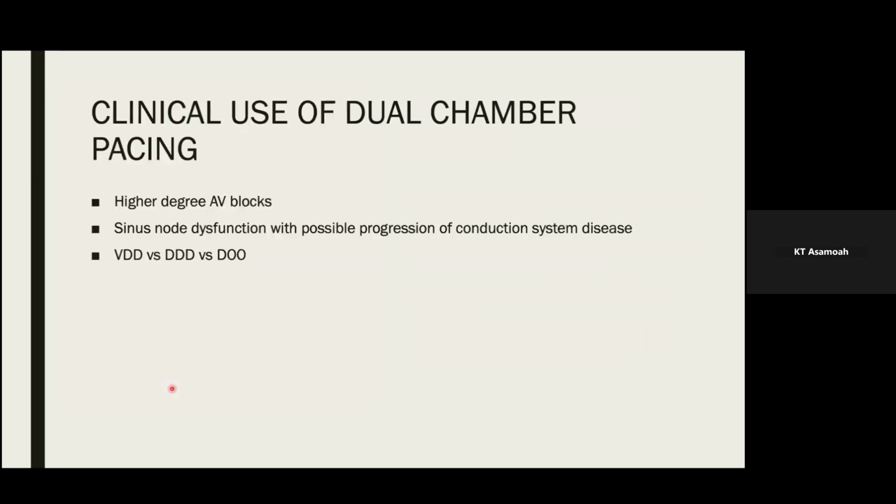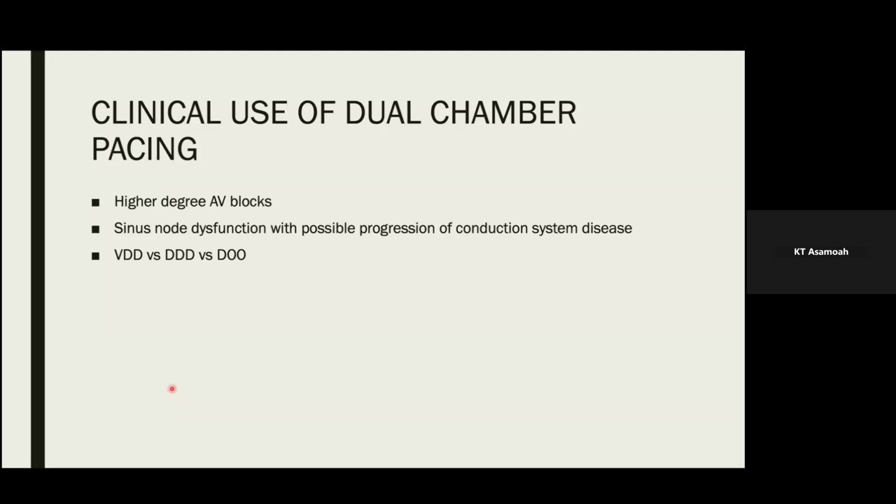So pretty much dual chamber pacing is generally more preferred. You can use it for higher degree AV blocks, you can use it for sinus node dysfunction, where you expect progression of conduction system disease, so that atrium and ventricle are communicating. And then we have DOO, which is also asynchronous dual chamber pacing, which will have the same indications as the AOO and the VOO. The commonest dual chamber mode is DDD, where both chambers are paced, sensed, and when they're sensing, they're both inhibition and triggering. We'll look at that a little later.